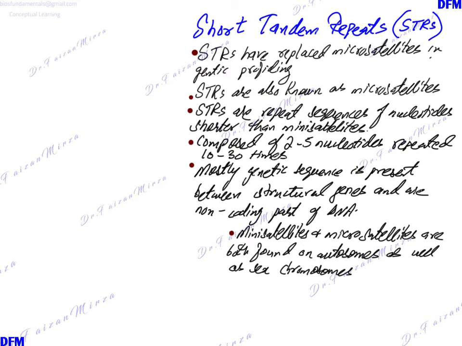Short tandem repeats are STR sequences. STR sequences are short tandem repeats. They have replaced VNTR now. And how do they replace VNTRs? Because VNTRs are still used, but STRs have replaced them as well.